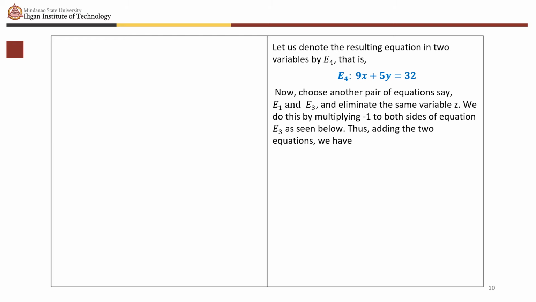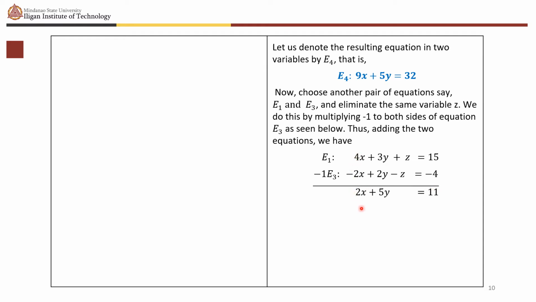And then we choose another pair of equations, say E sub 1 and E sub 3, and eliminate the same variable z. We do this by multiplying both sides of equation E sub 3 by -1 as seen below. Thus, adding the two equations, we have the following. So we have E sub 1 is 4x plus 3y plus z is equal to 15. Then, multiplying E sub 3 by -1 will give us minus 2x plus 2y minus z is equal to -4.